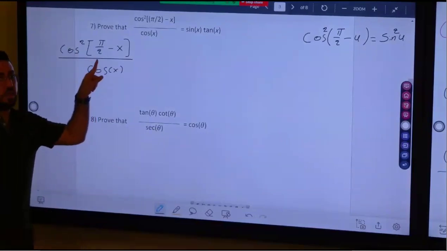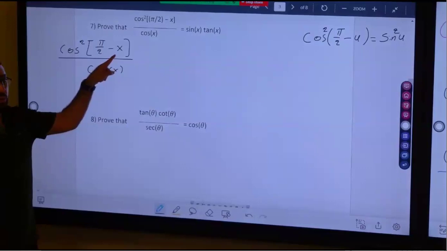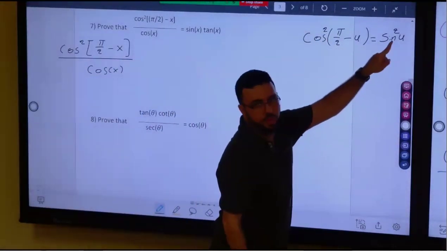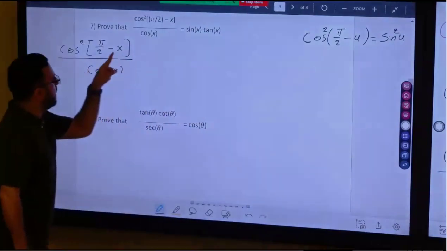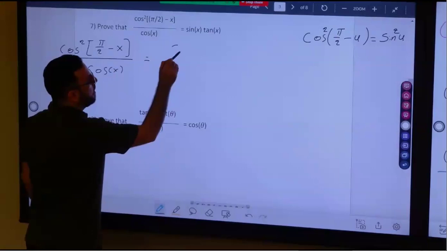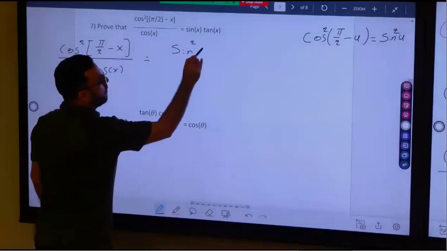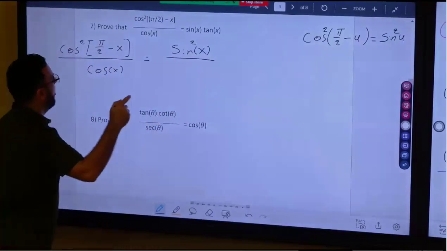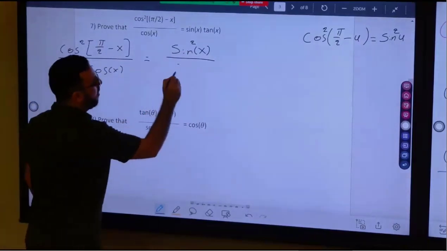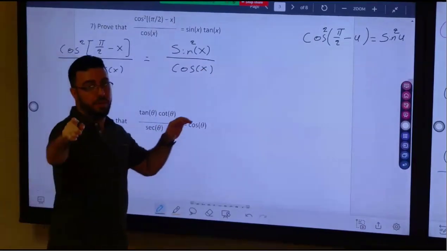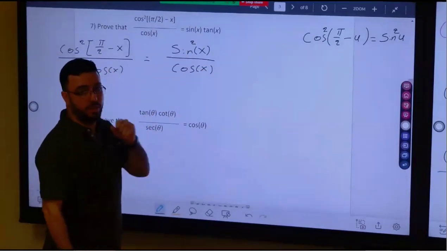So here's the thing. Look here. Do you have u? Because here it says pi over 2 minus u. That's why we put u here. But here we have x. So I'm gonna say this is equal to sine squared x over cosine x. Now, be careful. We have sine and we have tangent.